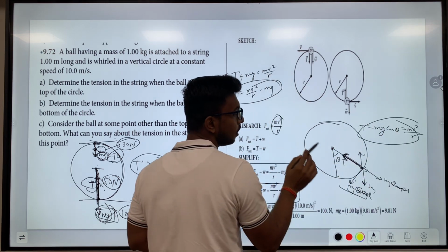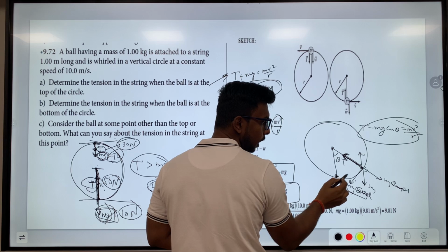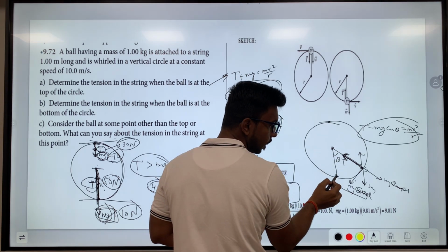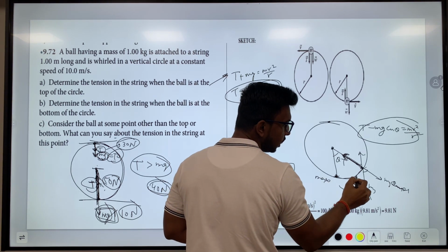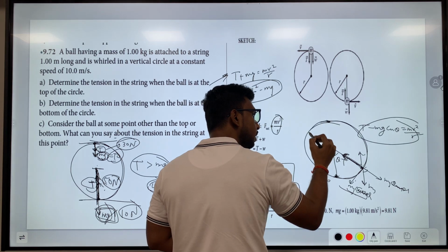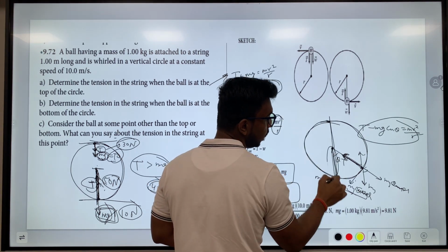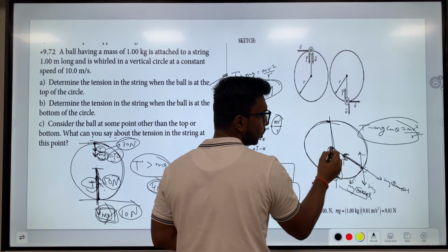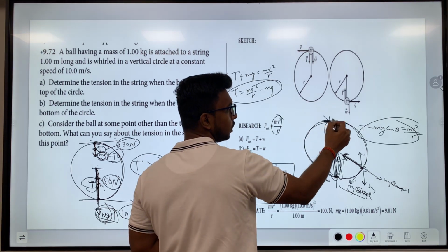So it will be slightly lesser than here. What's happening is, here tension is maximum. Then it starts reducing. At this point it's minimum. And then it starts increasing again and comes back here. So this rope is in maximum stretch at this point, and it is in the minimum stretch at this point.